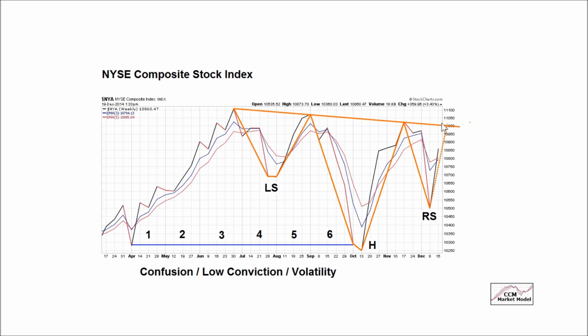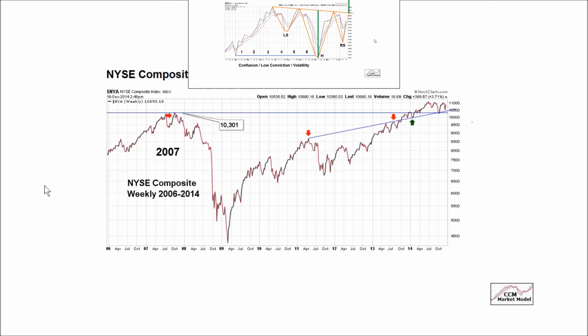If this breaks out above the neckline, which it has not done yet, our back of the envelope forecast would be taking this distance here. So if we break out here, the probability of very good things happening will have increased. Does it mean good things will happen? No, that's why we're using the term probability.